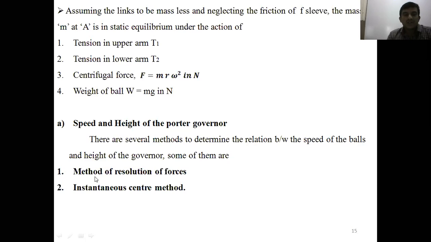First, we use the method of resolution of forces. What are the forces acting here? T1, T2, centrifugal force and weight. Then we resolve these forces on the governor ball. Second is the instantaneous center method. I think you already studied the instantaneous center method in your fourth semester Kinematics of Machines. The instantaneous center method is a graphical method, while the method of resolution of forces is the analytical method.